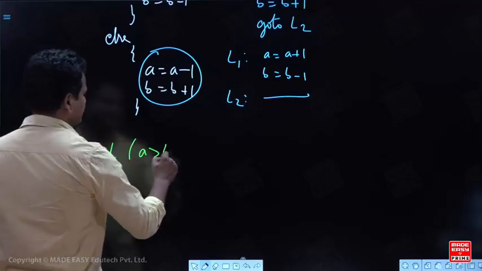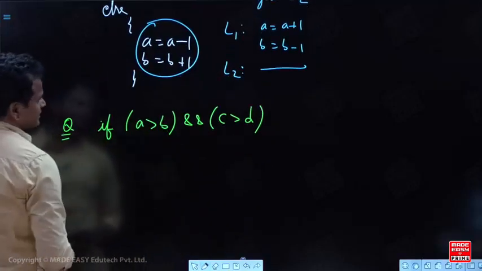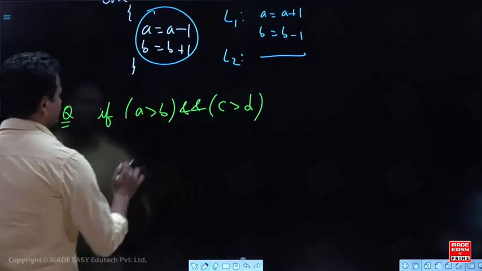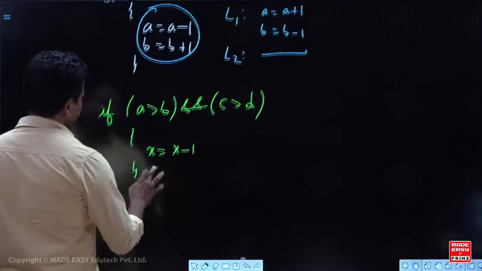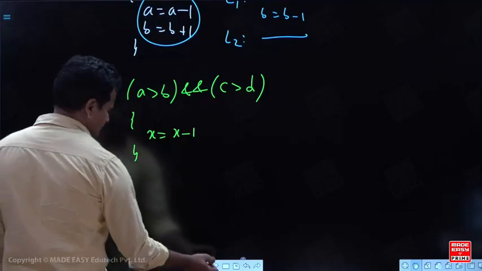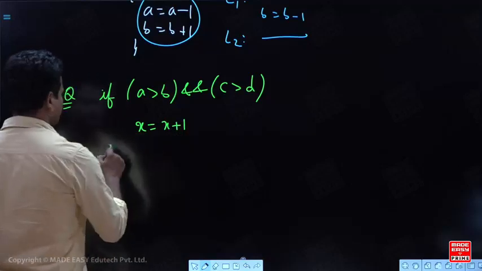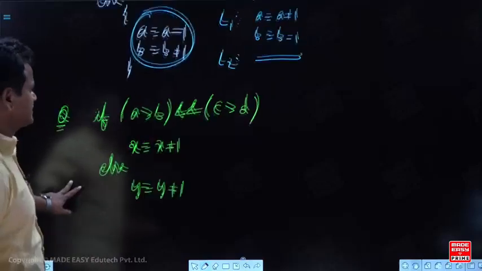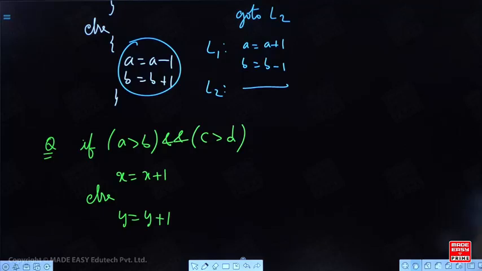If A is greater than B and C is greater than D, then x equal to x minus 1. I think curly braces are not required, no? x equal to x plus 1, else y equal to y plus 1. So for this you just write. Make it fast.